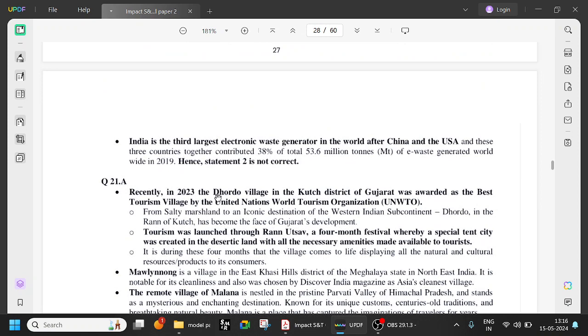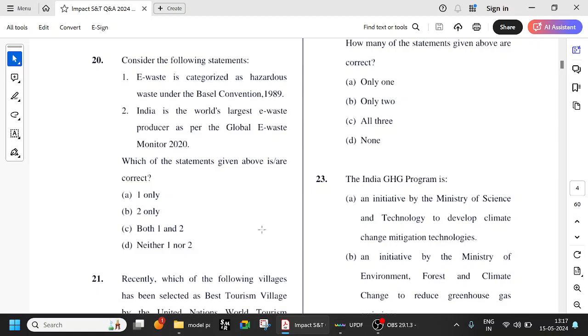So, what is e-waste? It contains mercury or batteries, etc. India is the third largest electronic waste generator in the world after China and the USA. So, remember this: China, USA, third comes India, and these countries together contribute to 38% of the total 53 million tons of e-waste generated. Okay, now let us look at the question.